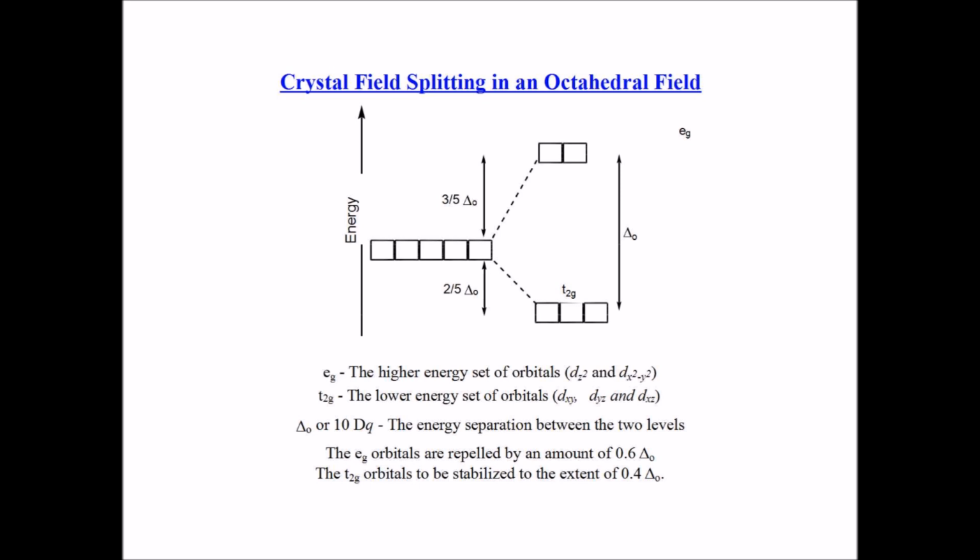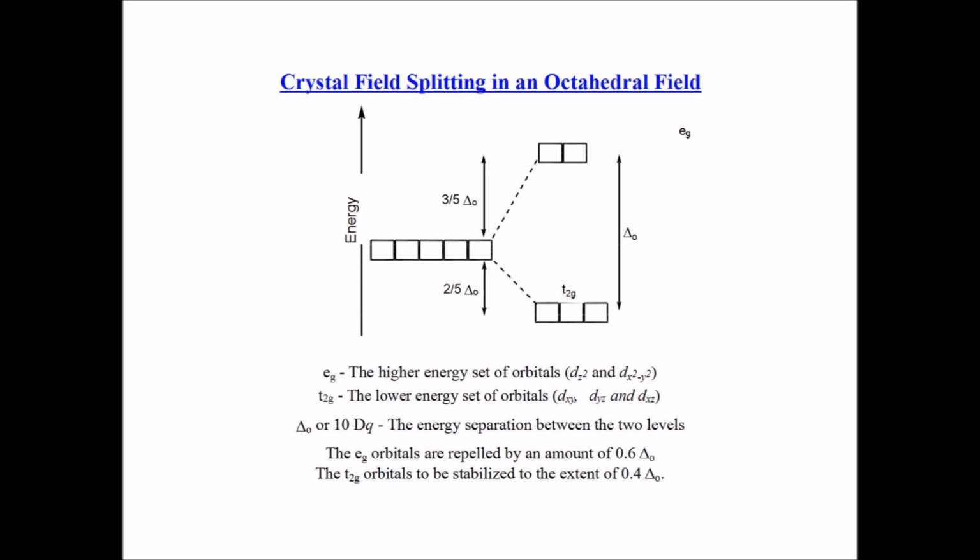Here delta O is the crystal field splitting energy in an octahedral crystal field. The eg set of orbitals is repelled by an amount of energy 0.6 delta O, or 3 by 5 delta O. The t2g set of orbitals is stabilized by 2 by 5 delta O, that is 0.4 delta O amount of energy.